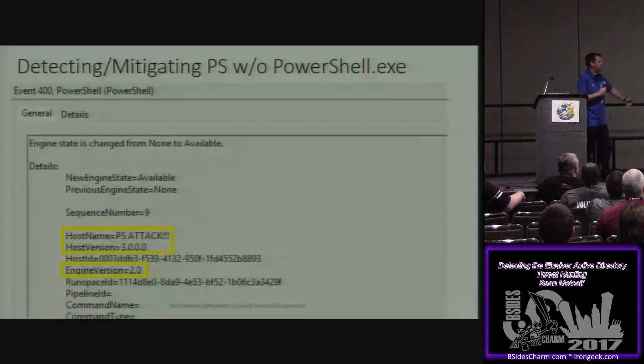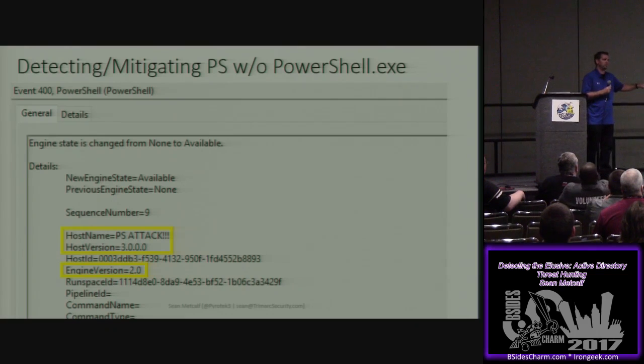This is the engine started, the engine stopped. And you can see here it says the host name and the host version of that tool, and then at the bottom it says engine version equals 2. Well, now we know that it called PowerShell version 2. If we have PowerShell v3, v4, v5 deployed everywhere, and we see this, we know that this is something a little suspicious. We need to look into why this is happening.